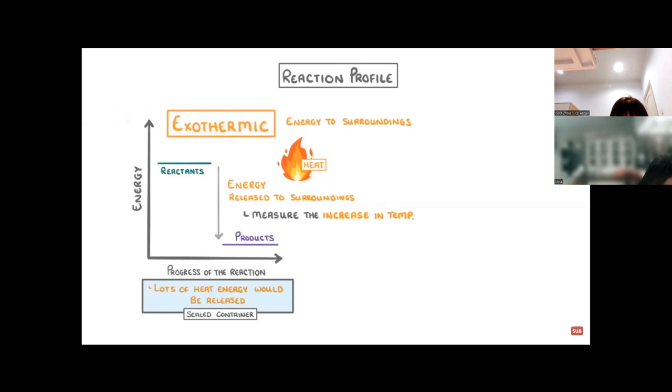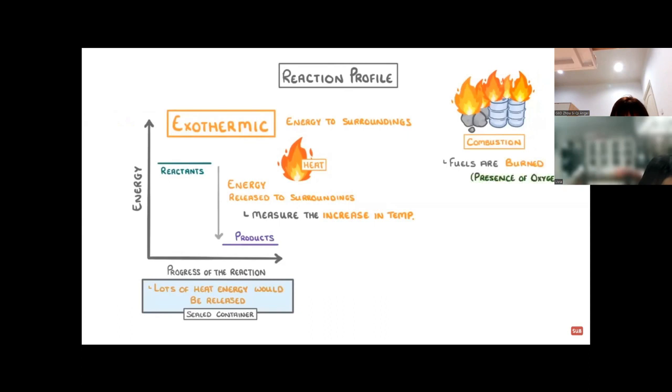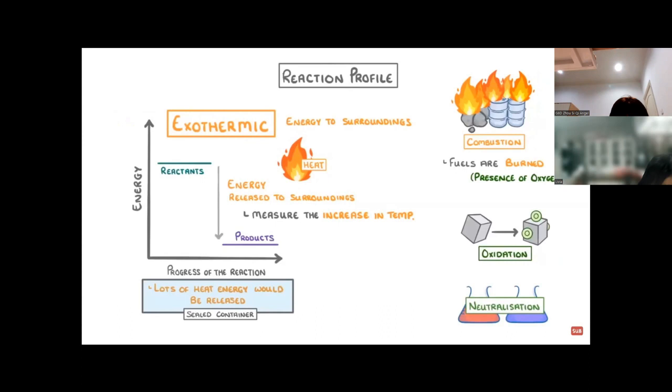The most common type of exothermic reaction is combustion reactions, in which fuels are burned, usually in the presence of oxygen. Other examples, though, include neutralization reactions between acids and bases, and most oxidation reactions.